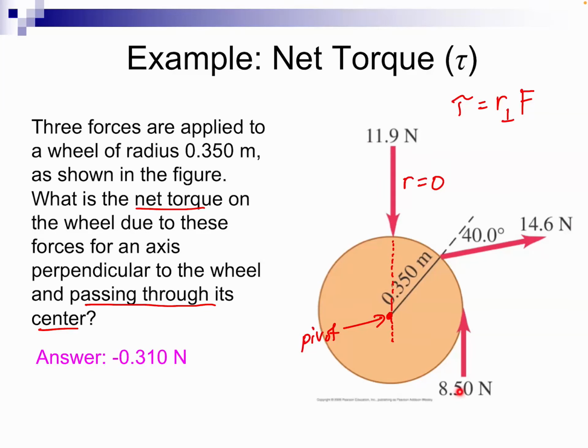For this 8.5 Newton force, we can draw this line. It passes through the pivot, and this line is perpendicular to the 8.5 Newton force. Therefore, this will be the moment arm for the 8.5 Newton force. If it's not perpendicular, you can't have a moment arm. So like here, if you apply this force in this direction, there's no moment arm.